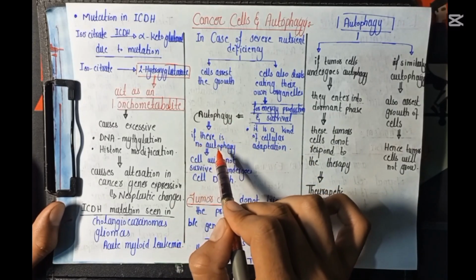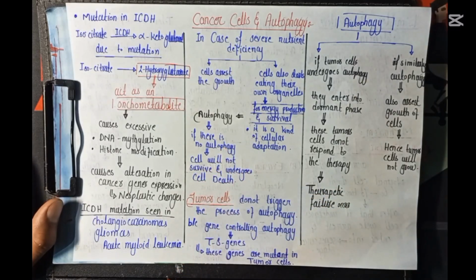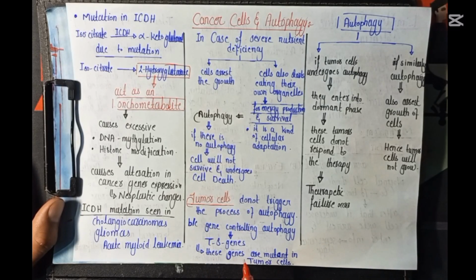If there is no autophagy of the cellular organelles, then the cell will not survive and undergoes cellular death. But a tumor cell does not trigger the process of autophagy because the genes that control autophagy are tumor suppressor genes, and these genes are mutated in the tumor cell. So the tumor cell does not undergo autophagy.